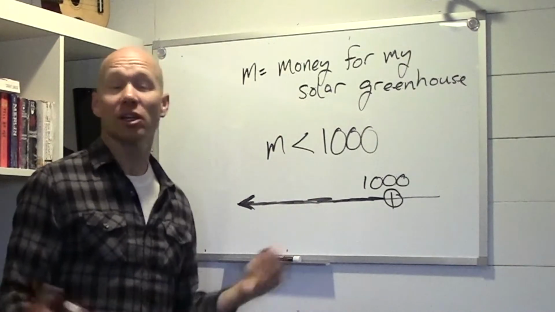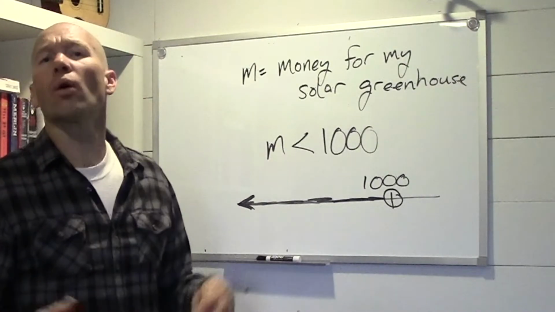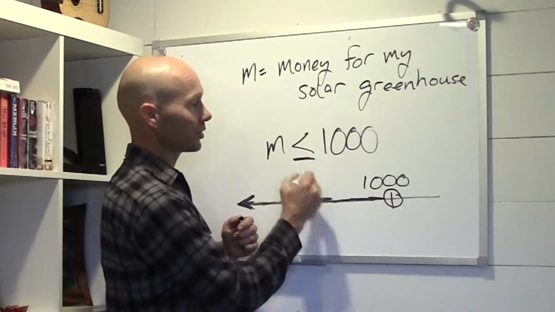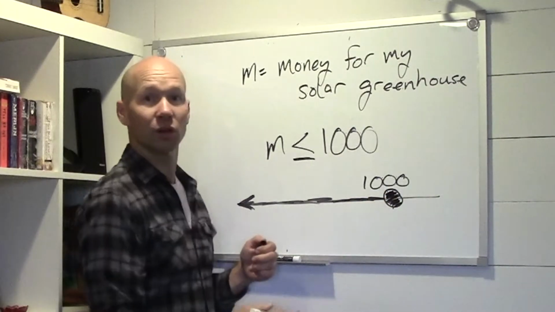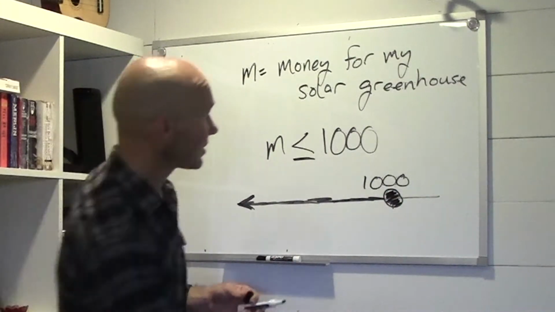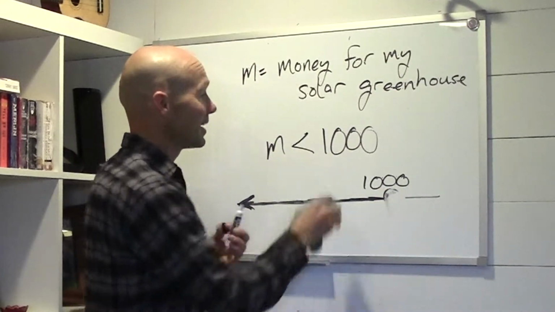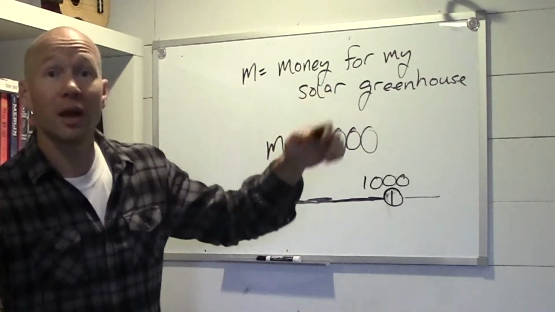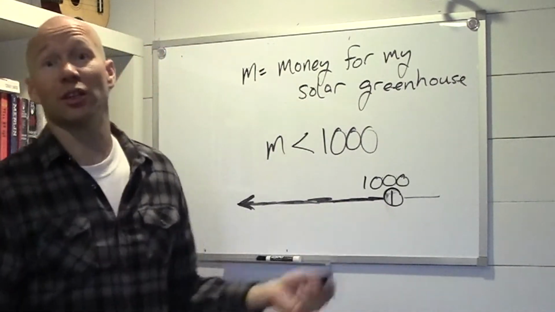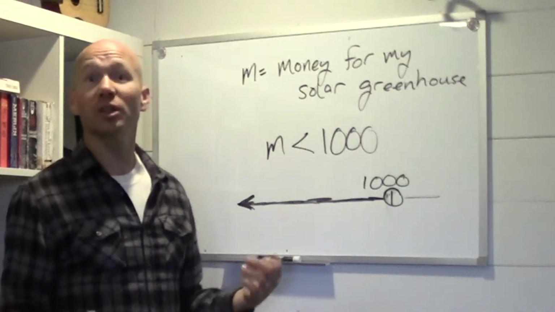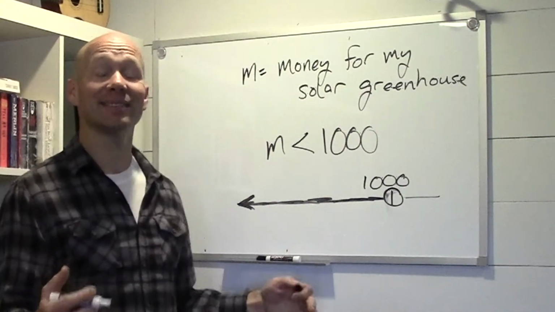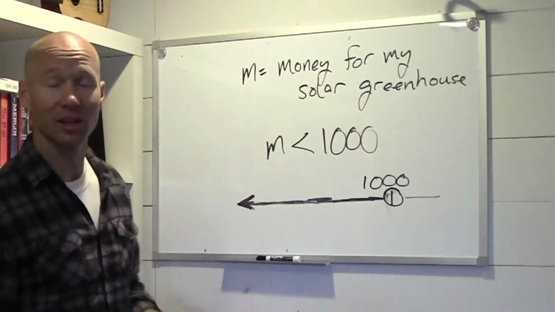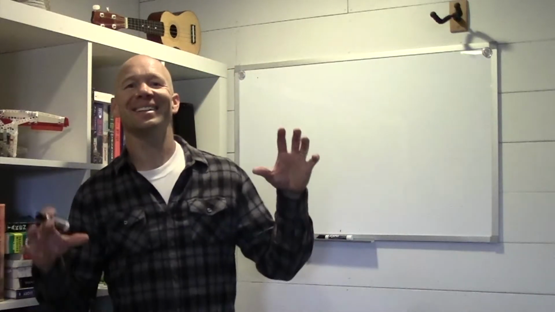Now, if Mrs. Nass had said it could be $1,000 or less, that would have put an equal sign and we would shade this in. It could be $1,000 or less, but she didn't say that. She said it must be less than $1,000. We could spend $500. We could spend $7. We could spend $38. We could spend $999.99. But we cannot spend $1,000. We have to spend less than $1,000. All right, let's give another example.